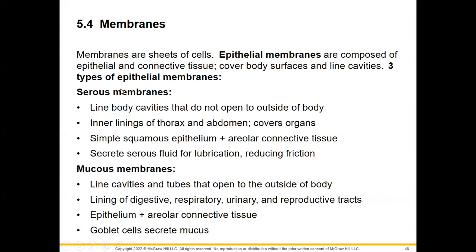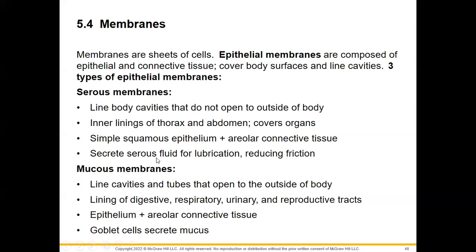So these serous membranes will line your thoracic cavity or chest cavity. It'll line your abdomen or the belly cavity. Serous membranes also cover organs. Serous membranes are going to be made up of simple squamous epithelium as well as areolar connective tissue. So you have epithelium and connective tissue that creates serous membranes. Serous membranes are going to secrete a substance that lubricates that membrane, and it's going to be a serous fluid.